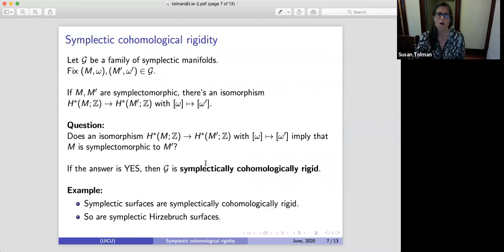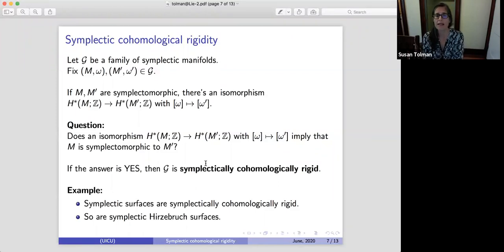So what I'm looking at is symplectic cohomological rigidity. So now we're going to let G be a family of symplectic manifolds, and we're going to fix two elements in this family. Now, if we know that M and M prime are symplectomorphic, then obviously, again, there's an isomorphism of rings from the cohomology ring of M to the cohomology ring of M prime. And this takes the cohomology class of omega to the cohomology class of omega prime. But again, we can ask, is the converse true?